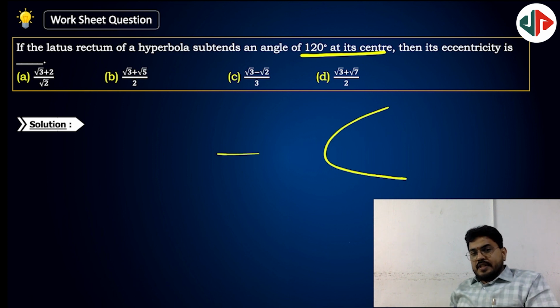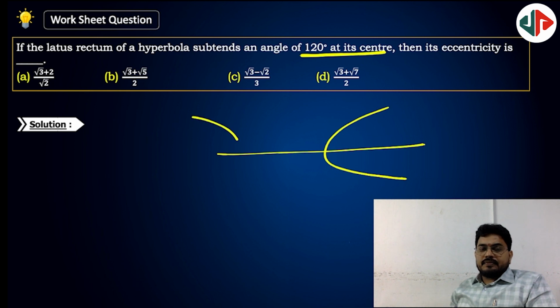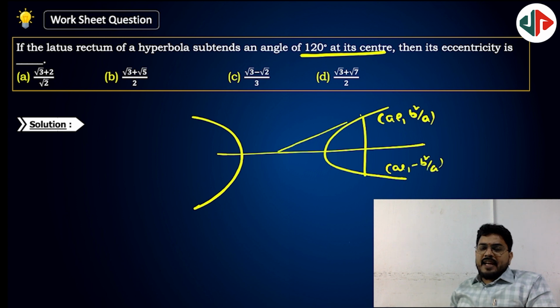So this is the hyperbola. What is the latus rectum? The points are (ae, b square by a) and (ae, minus b square by a). This is making an angle of 120 degrees, so this angle will be equal to 60 degrees. Tan 60, root 3, is equal to b square by a divided by this length, which is ae.